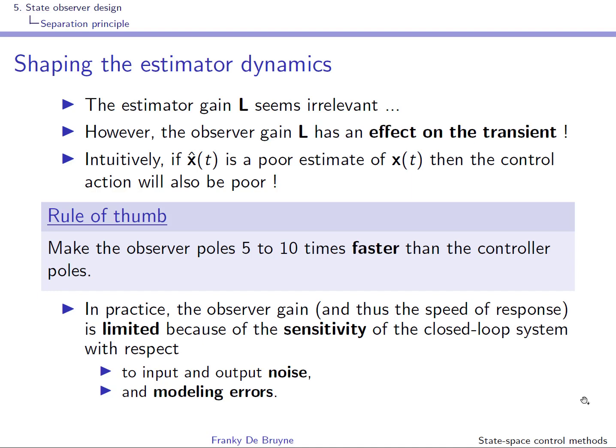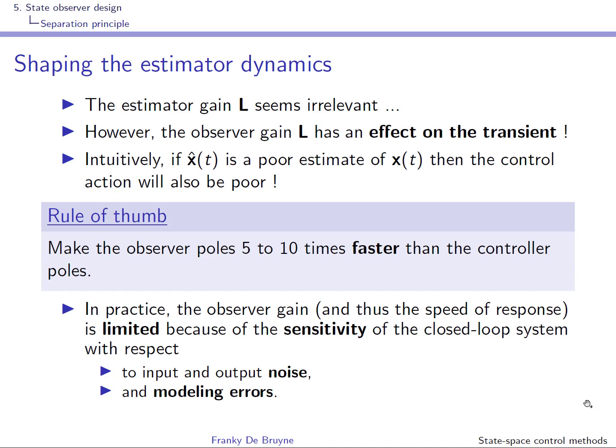You can do this by using the following rule of thumb: you should make the observer poles 5 to 10 times faster than the controller poles. In this way, X hat will be able to track X sufficiently fast that the control action based on X hat is good for control.